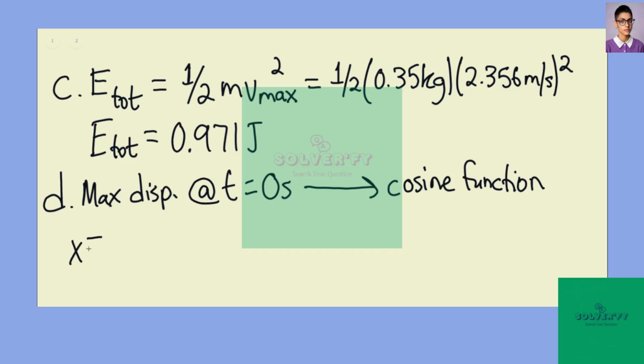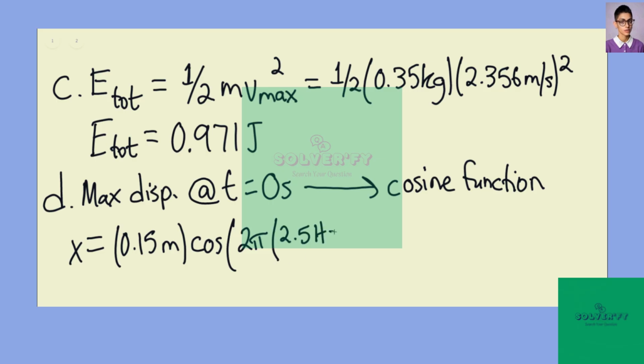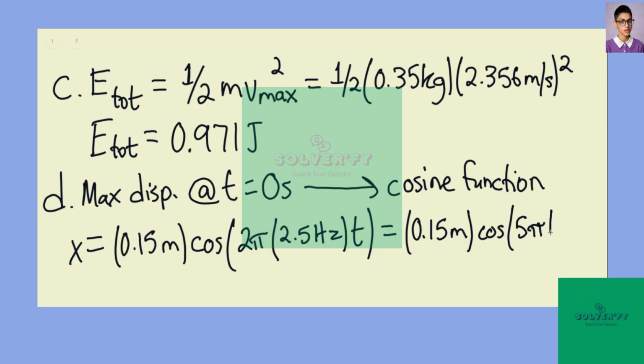And so x, the general formula, would be equal to the amplitude of 0.15 meters times cosine of 2 pi times the frequency of 2.5 hertz times t. And so this is equaling essentially 0.15 meters times cosine of 5 pi t. And so this would be our final answer. That is the end of the solution.